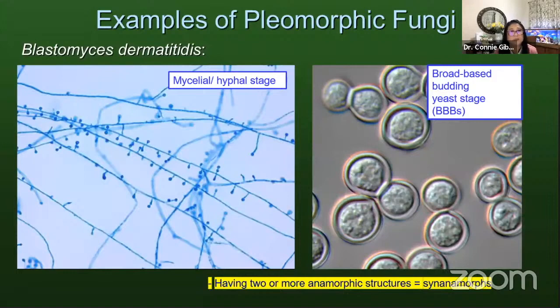I would like to give you examples of pleomorphic fungi. Here is a species called Blastomyces dermatitidis. It has the mycelial or hyphal stage, and then the yeast stage, which is called the BBB, the broad-based budding yeast. Sometimes they are in tissue, but sometimes they can occur in culture also. So they are sometimes together. That's why Blastomyces is also called dimorphic, because it can change into a yeast form in tissue, but also pleomorphic because they can occur together in culture in vitro. On your plate, you can see them when you make a mount.